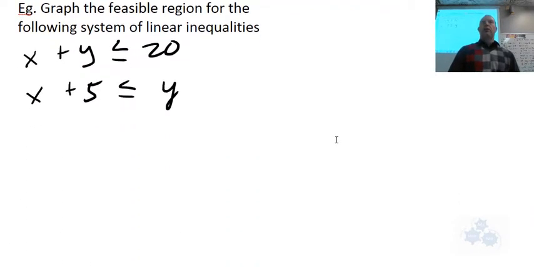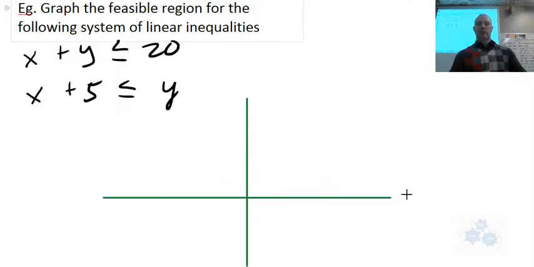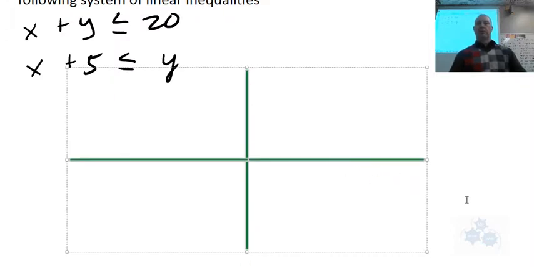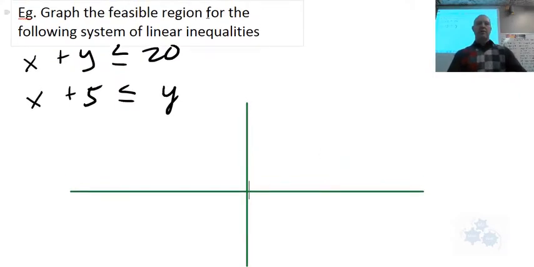All right. So let's do a little example here with two inequalities on the same graph. So write these down. Let's do this as our example. Graph the, and remember we talked the other day about this term, feasible region? That just means the region, and feasible means it's doable, that works. And so it's the region that works for both inequalities.